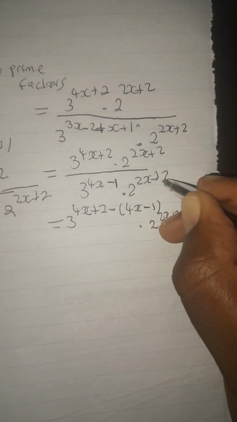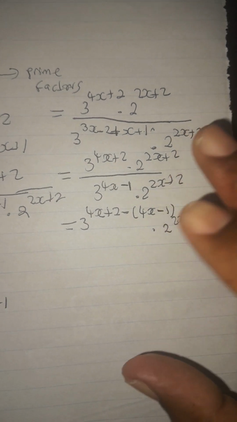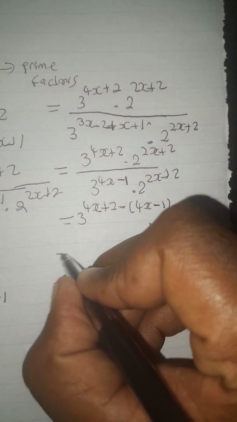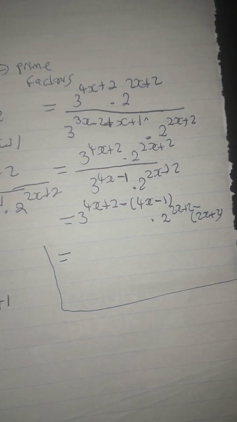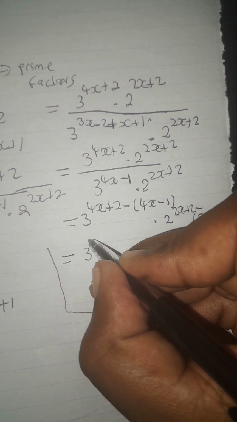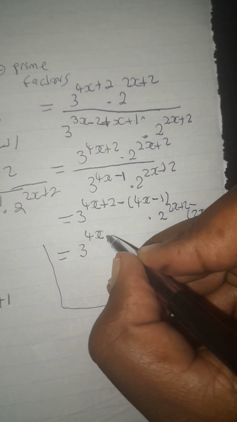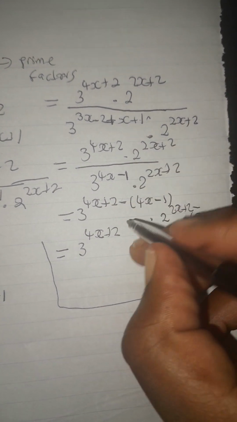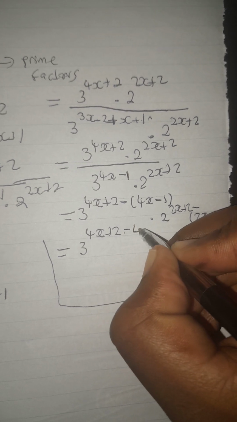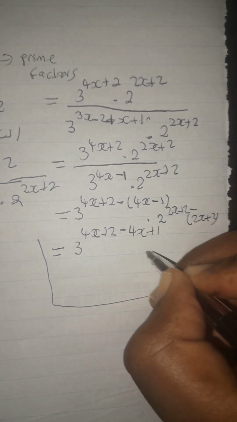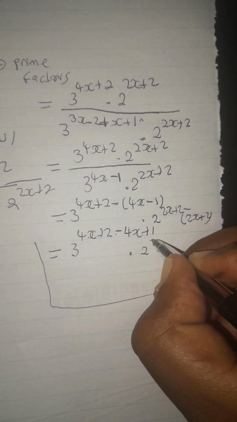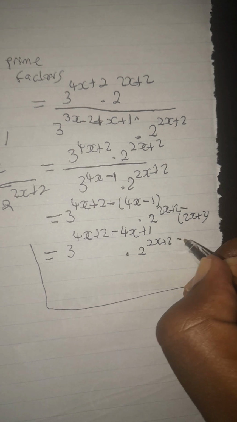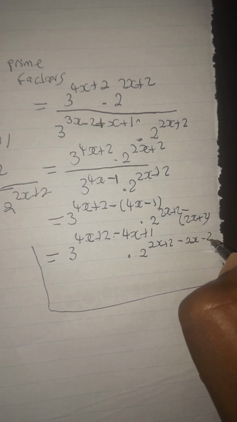Remember, we subtract this 2x plus 2. Remember, we apply the law that says when the bases are the same, when there's division, you subtract the exponents. So let's continue. What we could do in this case is say 3 to the power of 4x plus 2. This subtraction affects everything that is inside the bracket. So we could have negative 4x plus 1, right? So in this case, we are going to have 2x plus 2. And then the minus affects everything inside the bracket, so we are going to have 2x minus 2.